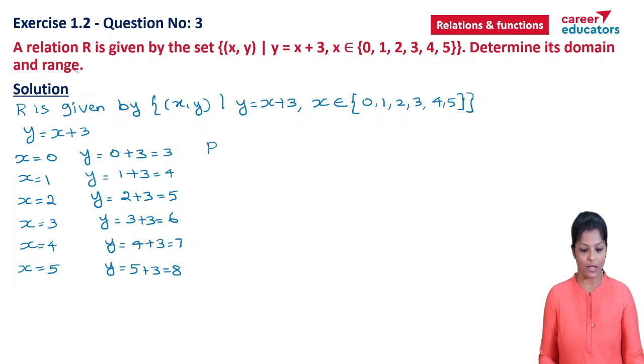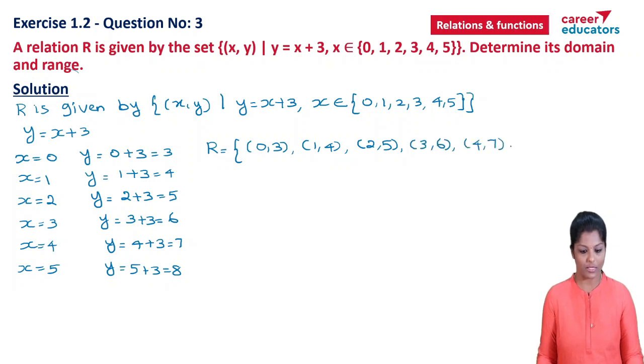Now the relation R = {(0, 3), (1, 4), (2, 5), (3, 6), (4, 7) and (5, 8)}. Next we have to find domain. To find domain, we have to write all the first coordinates of relation R. Therefore, domain = {0, 1, 2, 3, 4, 5}.